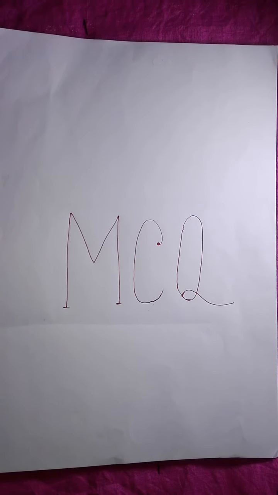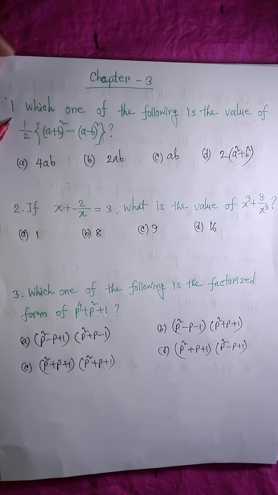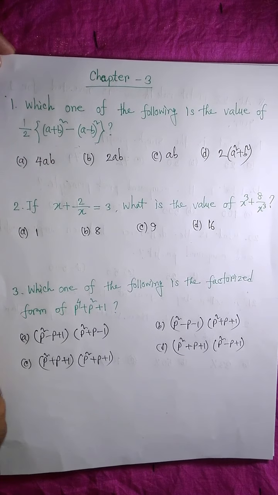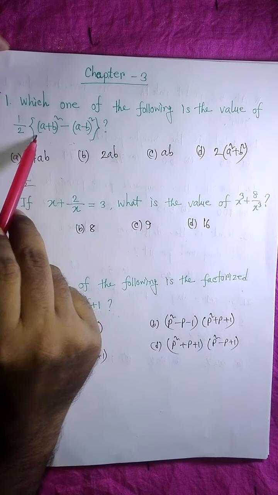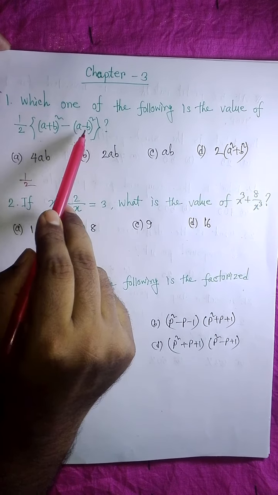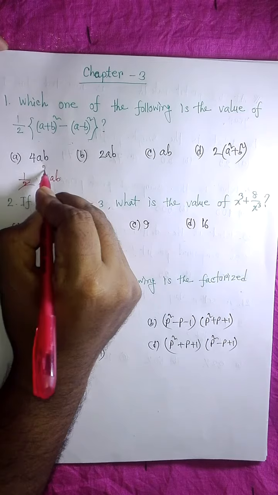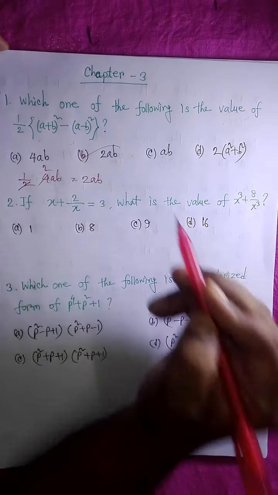Today I will discuss MCQs on chapter 3, algebraic expressions. Let's start. At first, question number 1: which one of the following is the value of this? To solve this we write half the value. You all know the formula: (a plus b) whole square minus (a minus b) whole square equals 4ab. By calculating this we get 2ab, so our answer is 2ab.